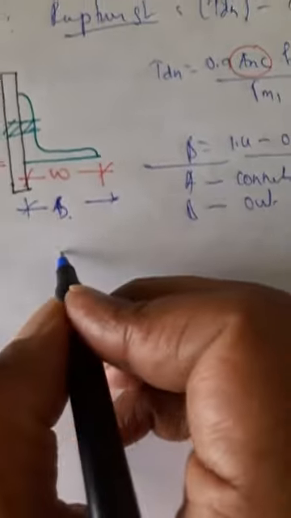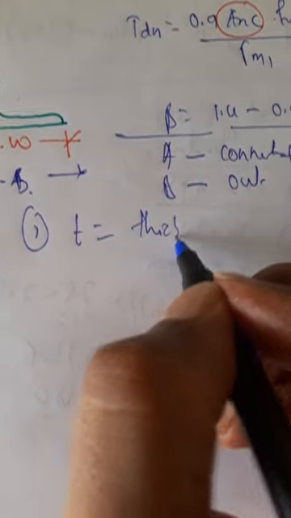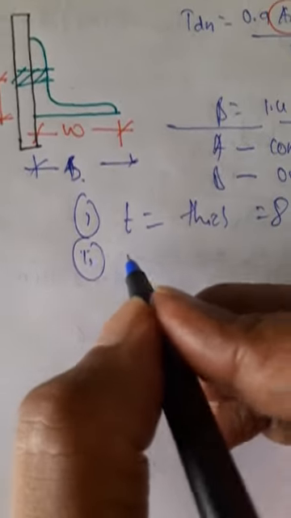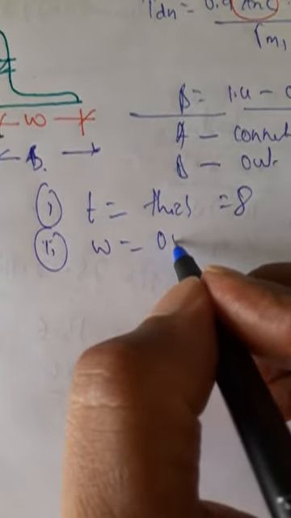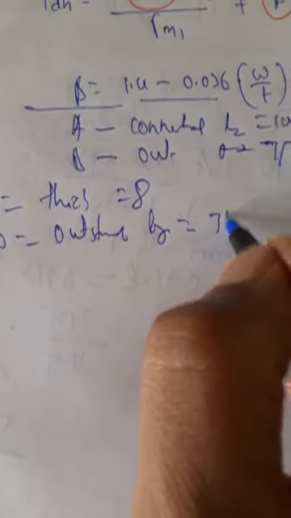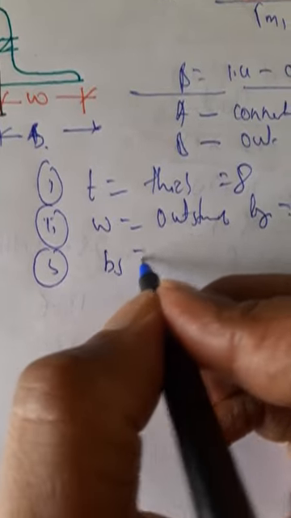Now let us find the terms. So first, T is equal to thickness, and that is 8 mm. Next, W, outstanding leg, that is 75 mm. Third term, BS.